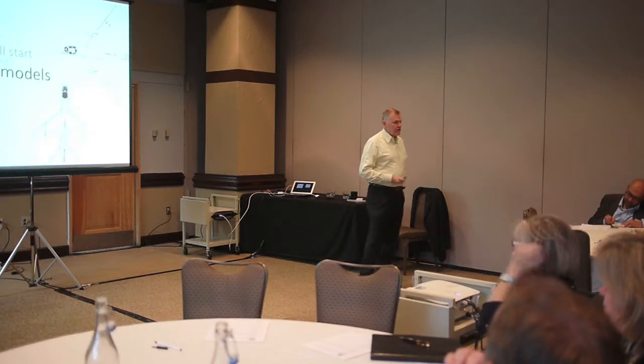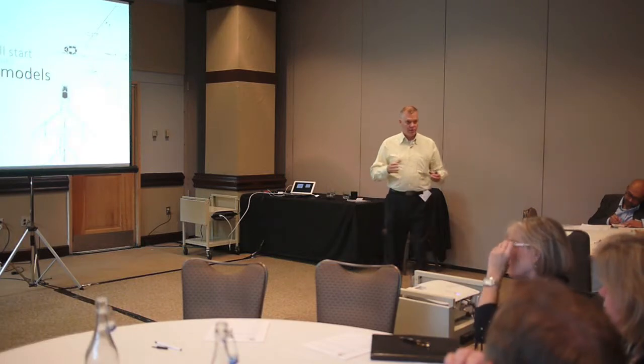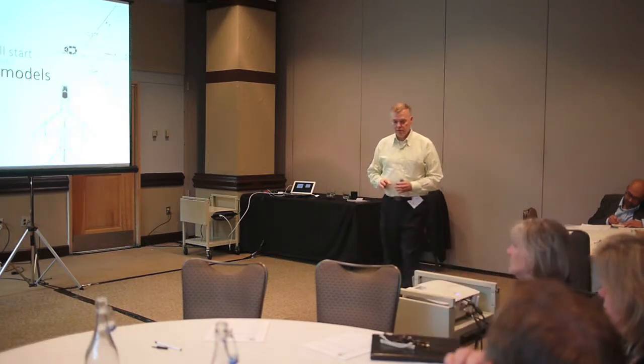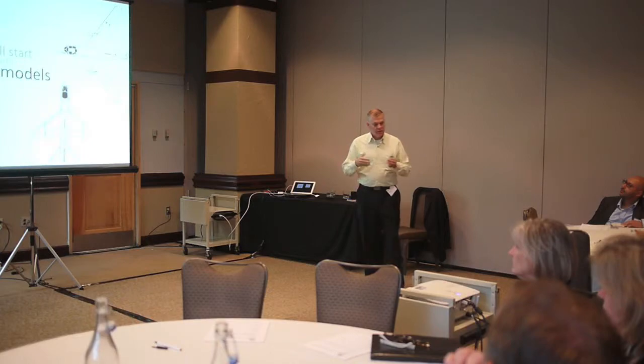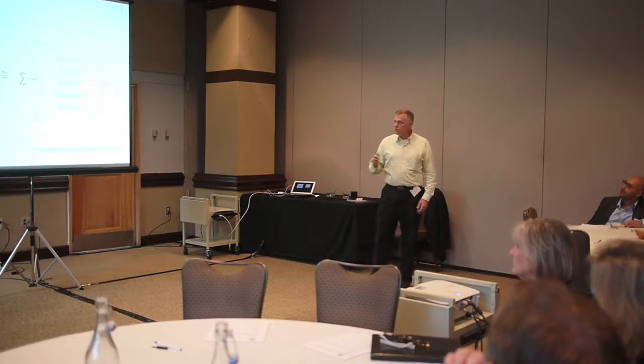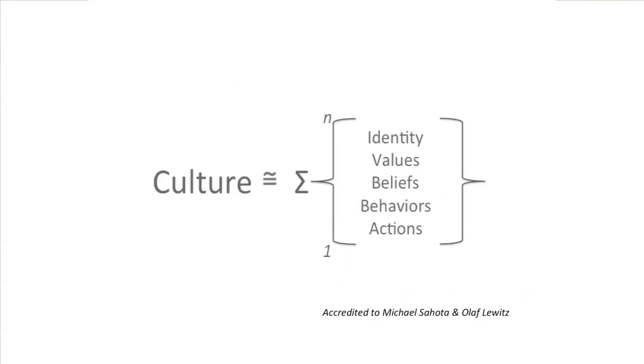To do that, I've got 3 different models. I like to look at 3 different ways of looking at culture. You sort of need to use all 3 of these. If you only use one, you're just getting a piece of the picture. You need to look at all 3 perspectives. The first one I like to think of as culture being the summation of the people's identity, from which they have values, beliefs, behaviors, and then actions eventually result. So this summation of the people we have brings us a common denominator of what our culture looks like.